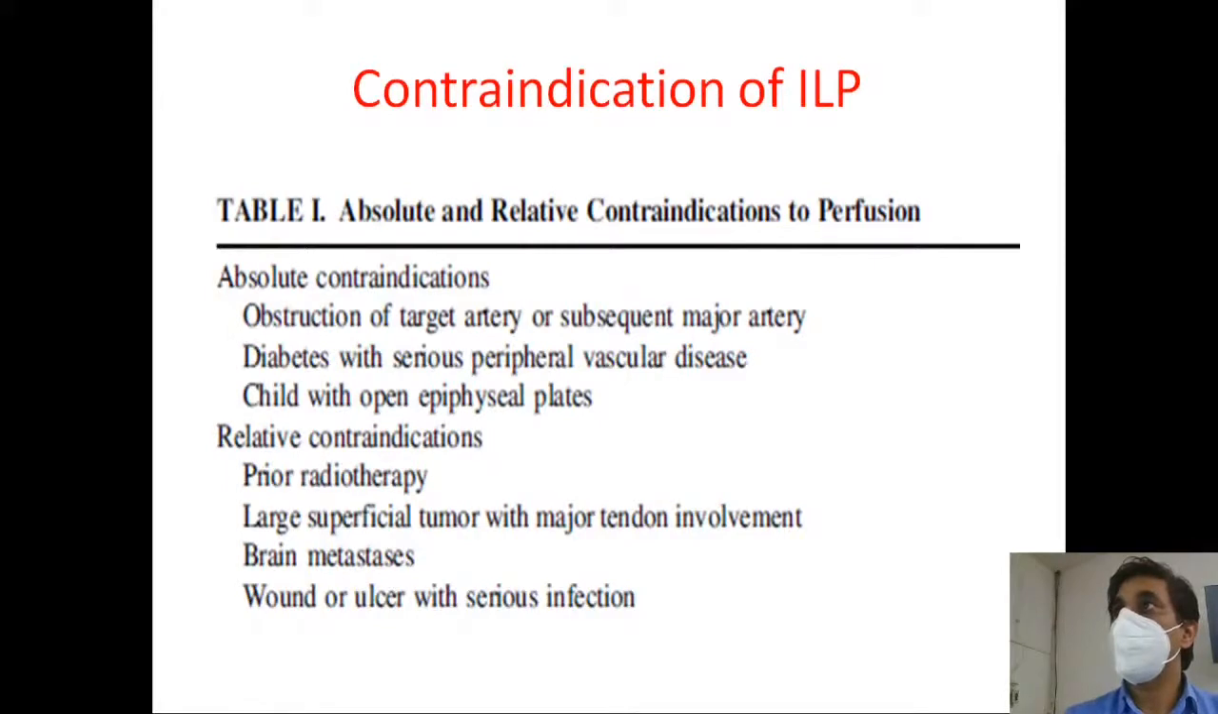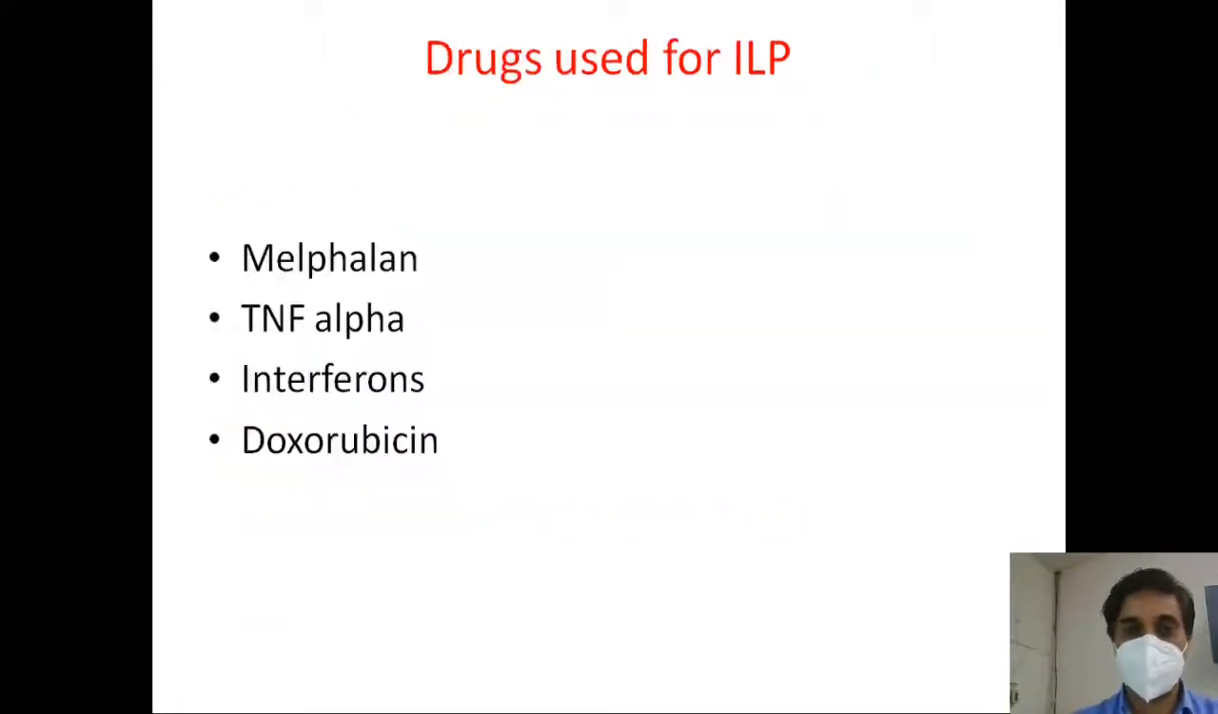Absolute contraindications include obstruction of the target artery or subsequent major arteries, diabetes with peripheral vascular disease, and children with open epiphyseal plates. Relative contraindications include prior radiotherapy, large superficial tumors with dermal involvement, brain metastasis, and wound or ulcer infections. These are the drugs used for ILP.